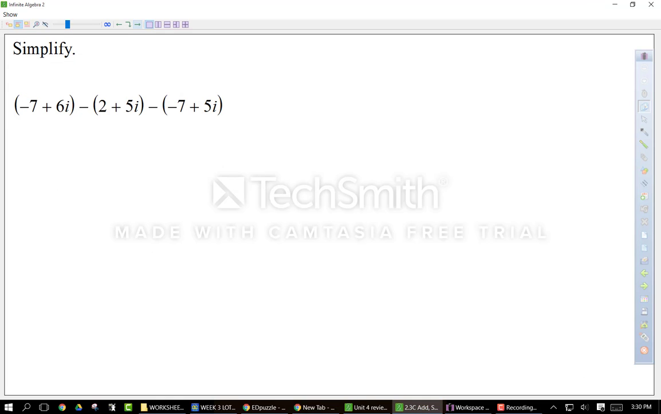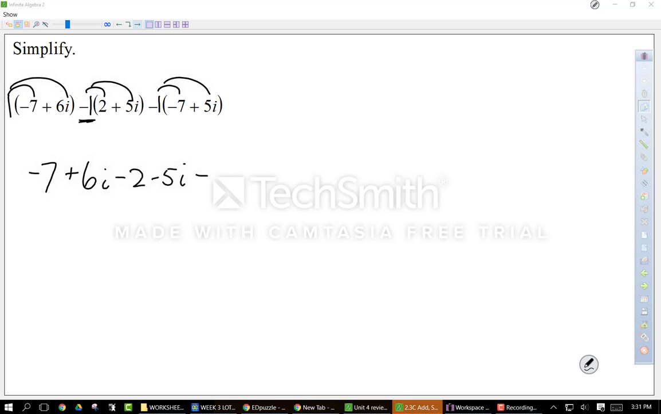Okay, so here's this example. This will be the last one we do for this video. Again, I want to now subtract them all. So again, I have a 1 out here. 1 times all of that is just negative 7 plus 6i. I now have a negative 1 times that parentheses, which makes it a negative 2 minus 5i. See what happens? The negative 1 flips the signs. That's what a negative 1 truly does. This is also a negative 1 multiplied. That gives me a positive 7 minus 5i.